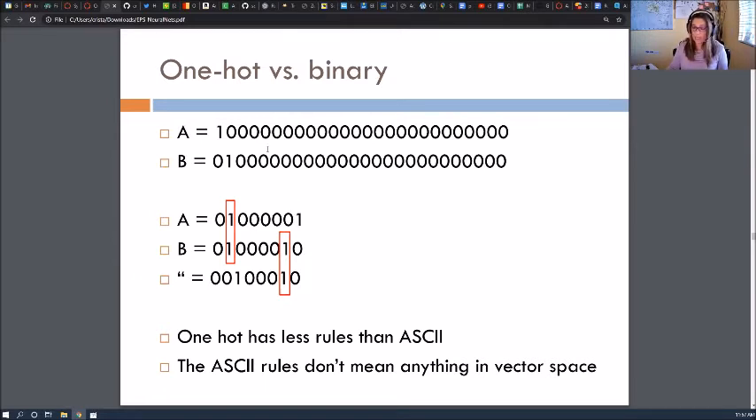So again, this is one of those things that you kind of need to have experience with and realize what is going on. So basically, one-hot has less rules than ASCII. That's the rule of thumb, the intuition. The ASCII rules don't mean anything in vector space. If they would mean something important for our problem, then great, this would be a good representation. But they don't mean anything. For recognizing A and B, it just doesn't mean anything that they are close together. And so it's better to use some other representation that actually makes them completely orthogonal.